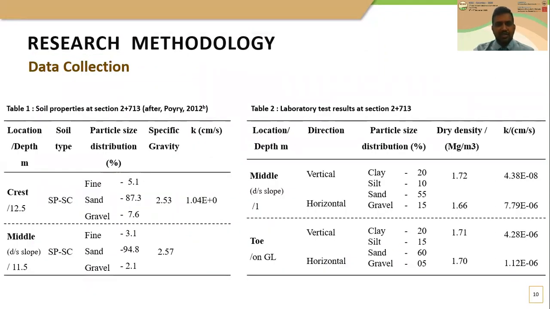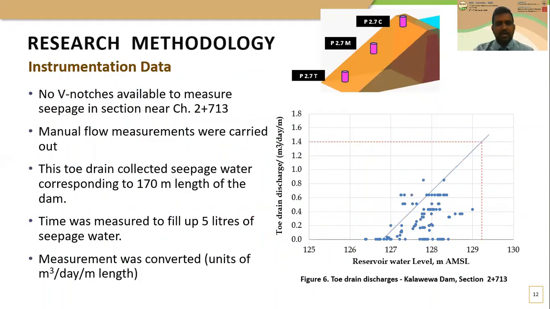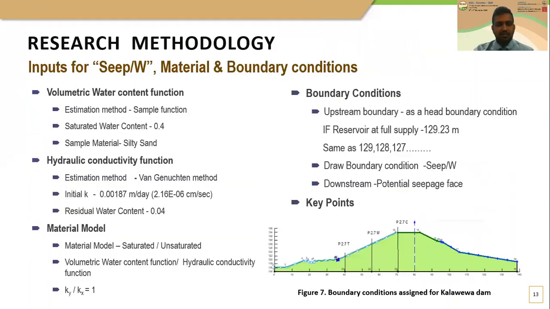The K values found from the literature and the laboratory test values have a huge difference, so the applicability of those K values is also investigated in this study. This is the instrumentation data taken from the research work for the section of 2+713 chainage. Here there are 3 piezometers installed in this section. Since there were no meters available to measure the seepage in this section, manual flow measurements were carried out. The time was measured to fill up 5 liters of water in the toe drain and converted to cubic meters per day per meter length.